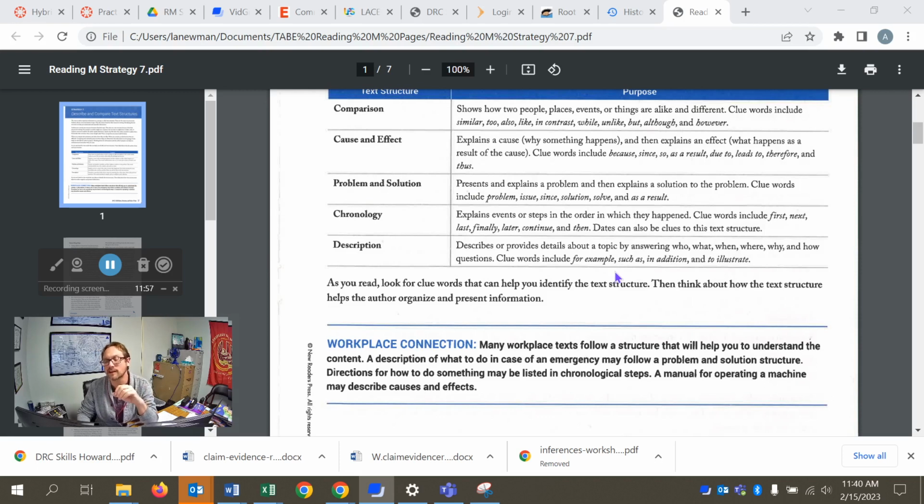So we're on the lookout for words like, for example, in addition, to illustrate. So, description is trying to give us a practical view of an idea, oftentimes by showing us examples describing how something works.